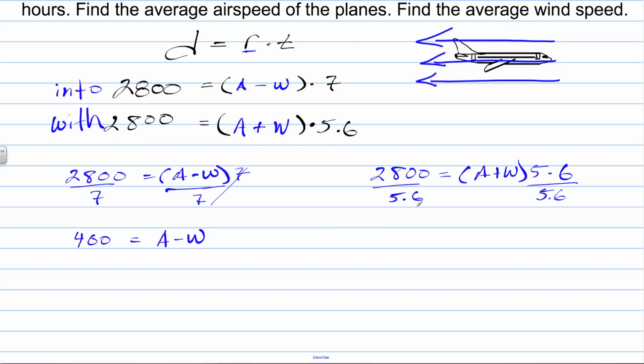When I divide each of those sides by 5.6, that gives me 500. And that's going to be equal to A plus W. Now I'm going to combine these equations back into a system. I separated them for a minute so that I could simplify them. So I'm going to have 400 is equal to A minus W, and then I'm going to put below that 500 is equal to A plus W.